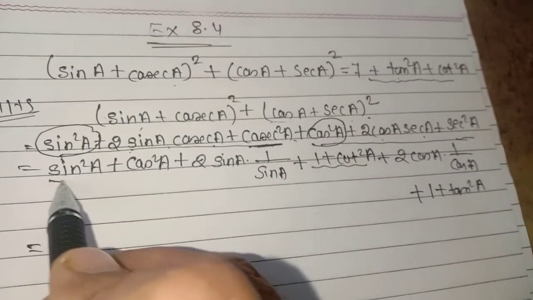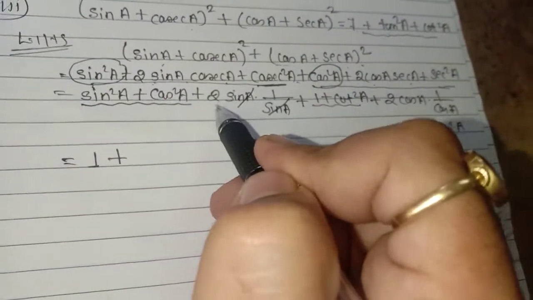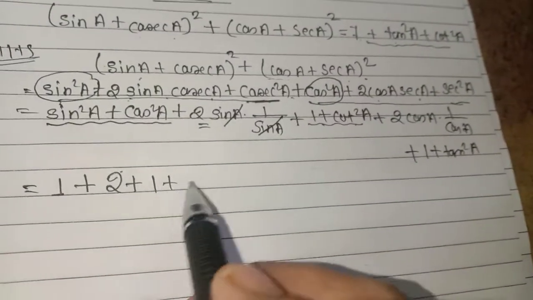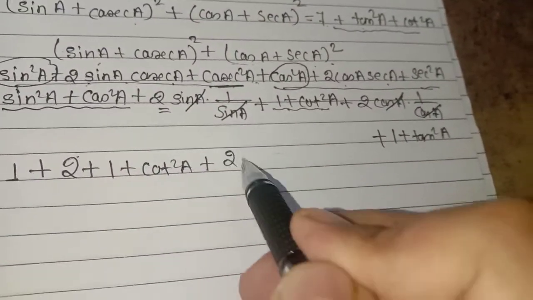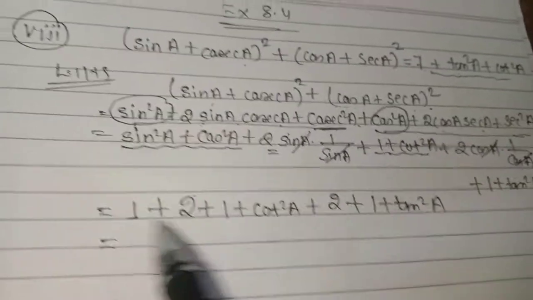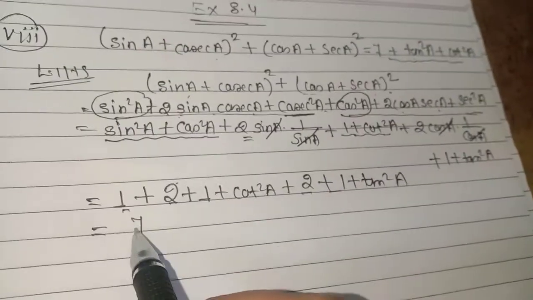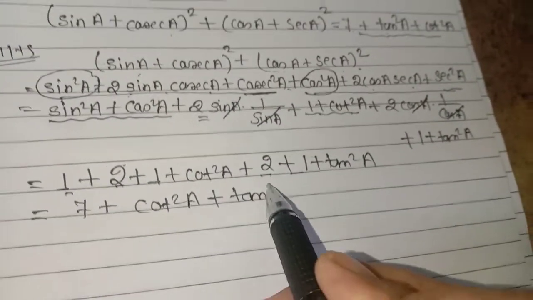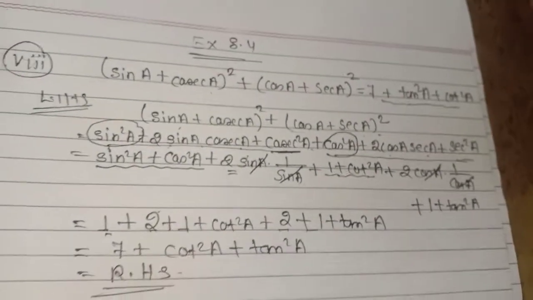So what is the value of sin square A plus cos square A? It is equal to 1 plus, sin cancel, we got 2, plus 1 plus cot square A, plus cos A cancel, 2, 1 plus tan square A. Now let's add the numbers. 1 plus 2 is 3, 1 is 4, 2 is 6, plus 1 is 7. So we got 7 plus cot square A plus tan square A, and that is equal to what? Right hand side. Clear? So this is the way to prove the question.